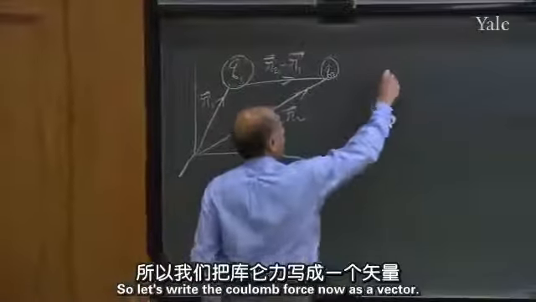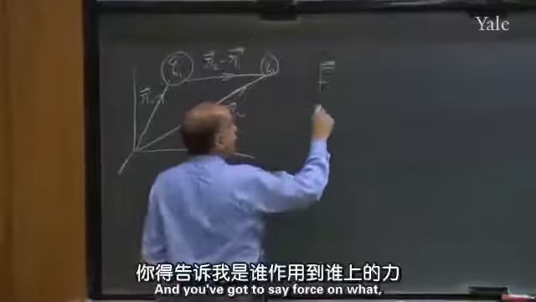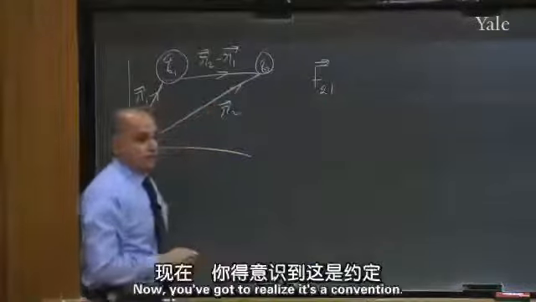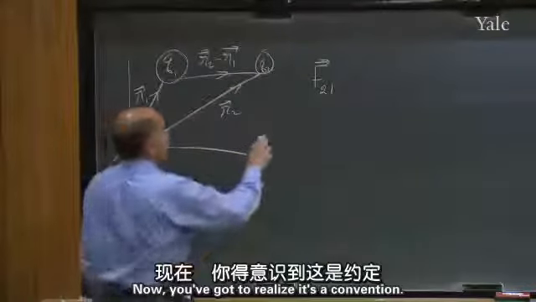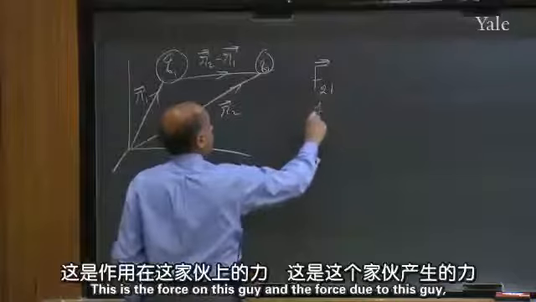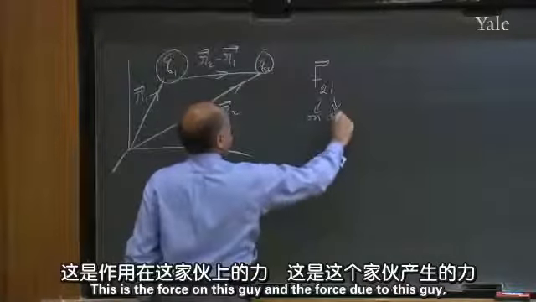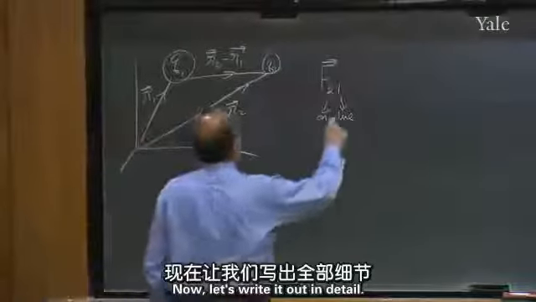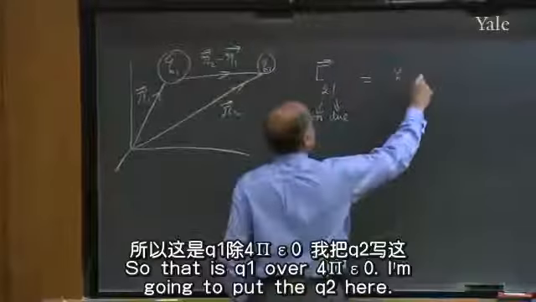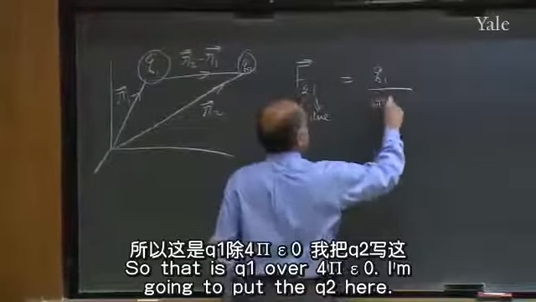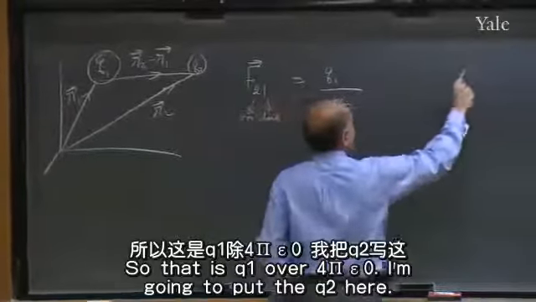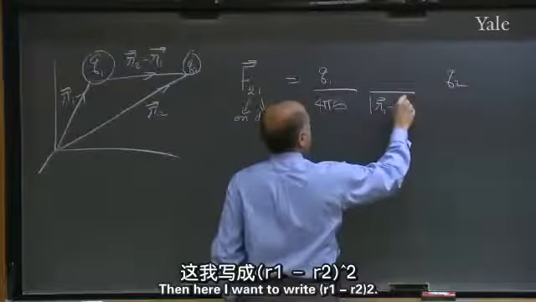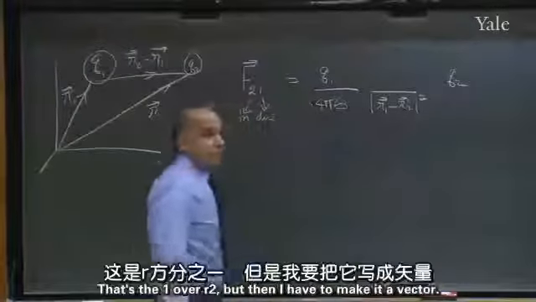So let's write the Coulomb force now as a vector. Now you've got to say force on what? So I'm going to say force on 2 due to 1. Now you've got to realize it's a convention. So I use the convention, the first label is the force on this one, and the second label is the force due to this one. Now let's write it out in detail. So that is Q1 over 4 pi epsilon 0. I'm going to put the Q2 here. Then here I want to write |r1 minus r2| squared. That's the 1 over r squared.